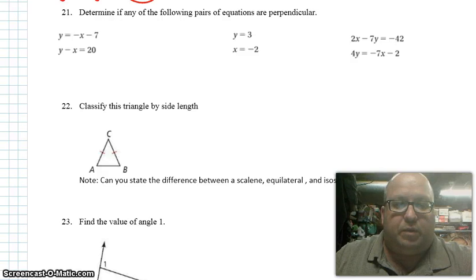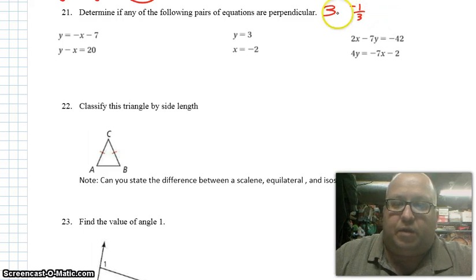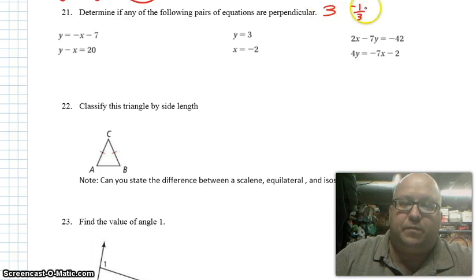Determine if any of the following pairs of equations are perpendicular. Okay, well, I just talked about that a minute ago. We need to look at the slopes. If the slope of one is a whole number, then the other one should be a fraction with that number on the bottom. They've got to be opposite sign.